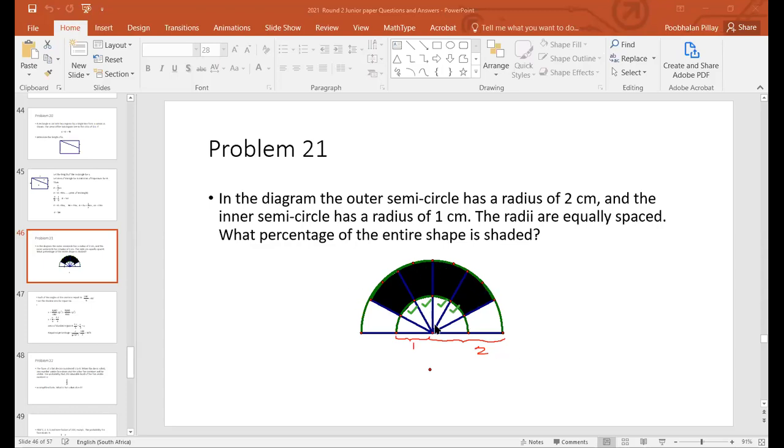So this angle here can actually be calculated. By the way, they say the radii are equally spaced. So what it means is that all these angles are the same. 6 angles add up to how many degrees? 180, right? Because it's a straight line. 6 of these equal angles add up to 180. We want to know what 4 of them add up to. Each of these is 30, and 4 of them will be 120.